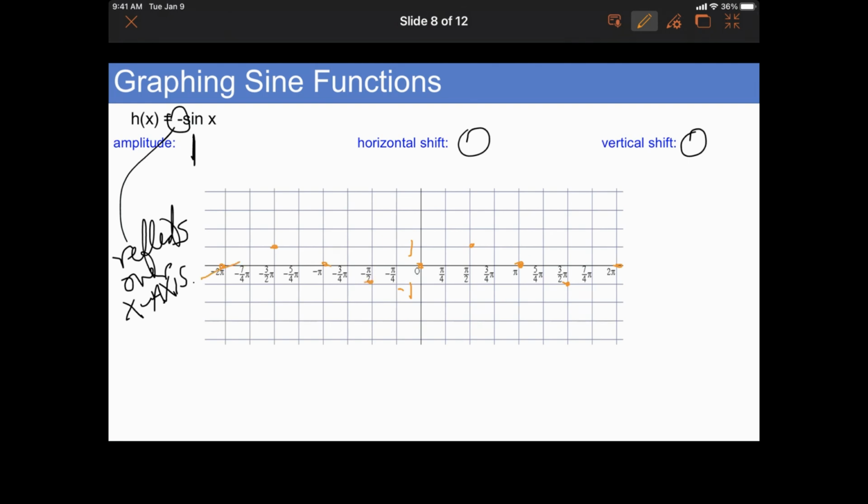All right. Parent graph. Okay. Not the best. There it goes.